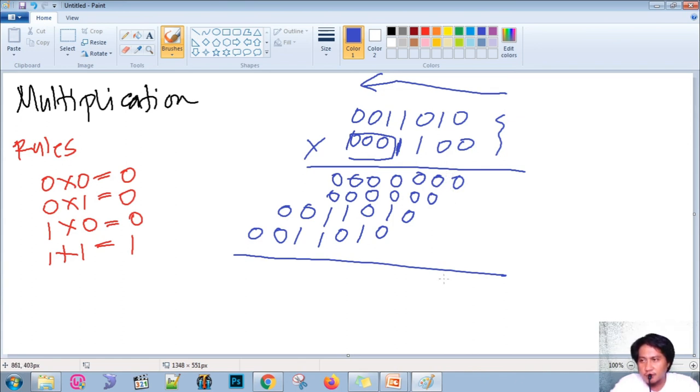So for example, this is 0, so 0, 0. And then here's the part where it has 1, so what would be the answer? You will do this: 0 plus 0, as per the rule of addition, is 0, and then 0 plus 1 is 1, 1 plus 0 is 1. So 0 plus 0 equals 0. 0 plus 0 equals 0. 0 plus 1 equals 1.